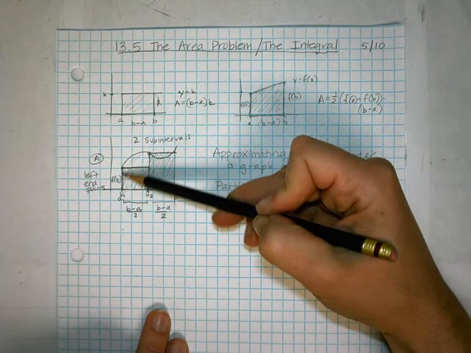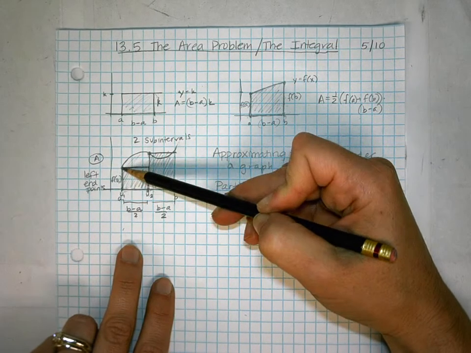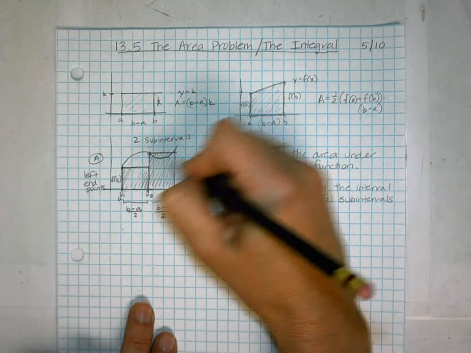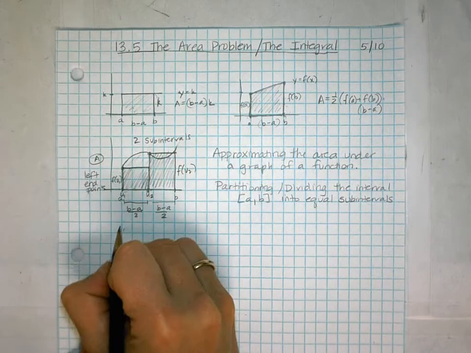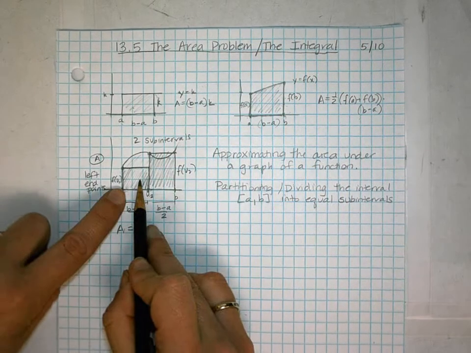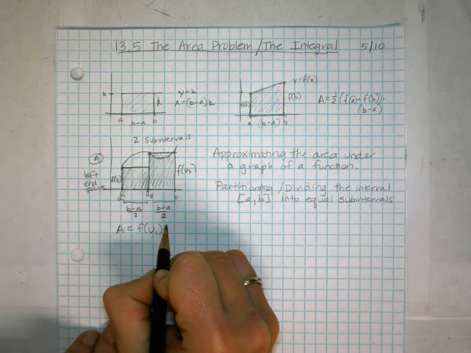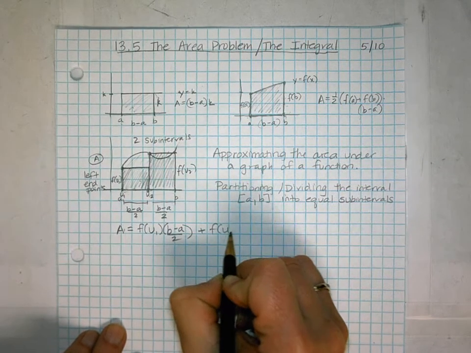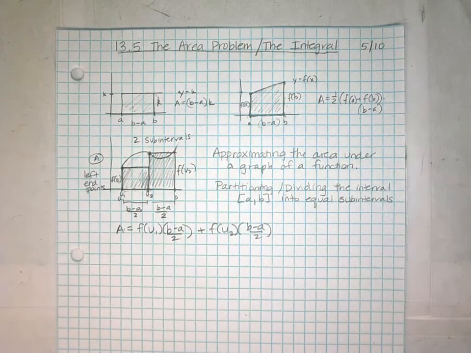I want to know how tall this is, this point on my graph. This would be if I plugged u in the function. This height here, technically, would be f of u sub 2. Now, to find the actual area, I would have the area of this one plus the area of this one. So the area of this one would be f of u sub 1 times this b minus a over 2, plus f of u sub 2 times this b minus a over 2. And that would find me the area of these two guys.